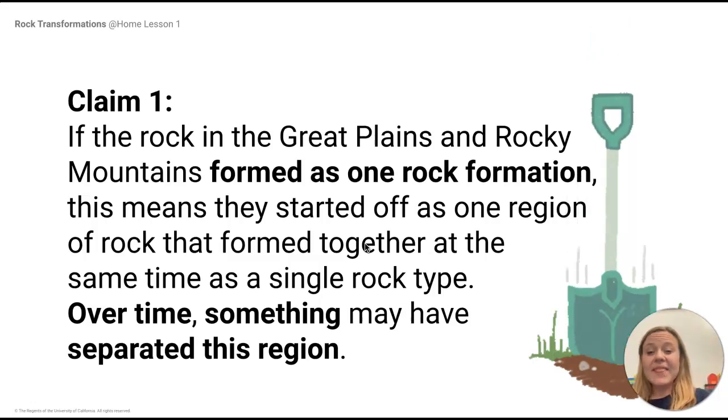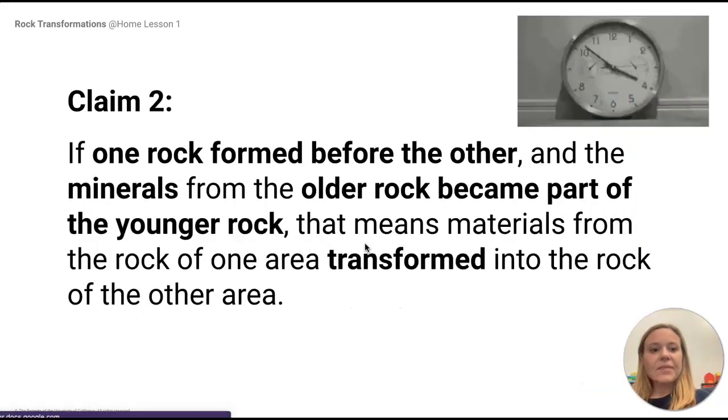Claim number 1: if the rock in the Great Plains and the Rocky Mountains formed as one rock formation, that means they started off as one region of rock that formed together. So one rock that formed together in one place at the same time as a single rock type, so only one rock type. And over some time, something may have separated the region.